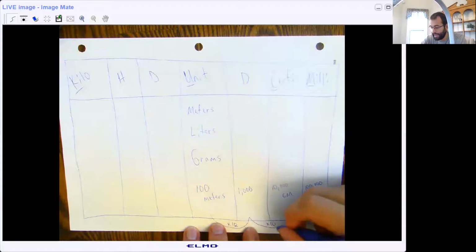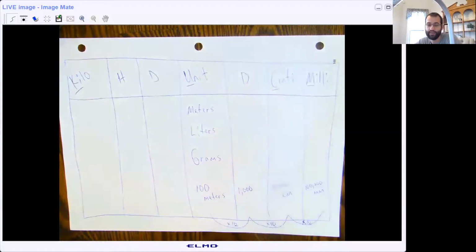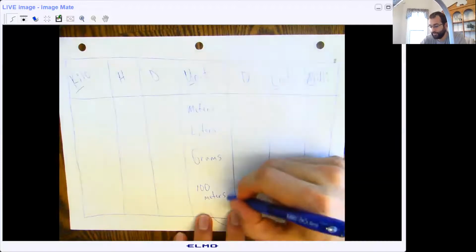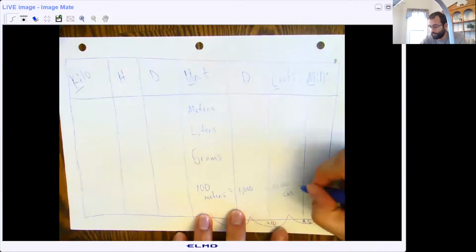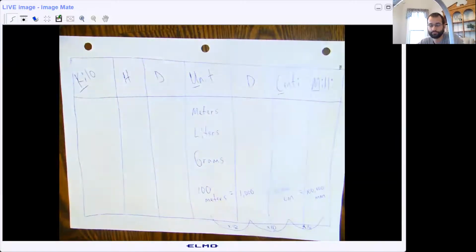Multiplied by 10 here, added a 0. Multiplied by 10 here, added a 0. So I could tell you that 100 meters is the same thing as 100,000 millimeters. All of these are equal. They're all the exact same thing.